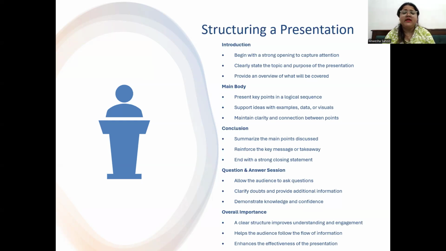Also, the main body may have the clarity and connection between all the points you put into. The last part will be the conclusion. In the conclusion, whatever you have presented from the introduction, you should summarize the main points discussed so far. Also, you should reinforce the key messages, or the key takeaways. Also, end your presentation with a very strong closing statement and a good thank you.